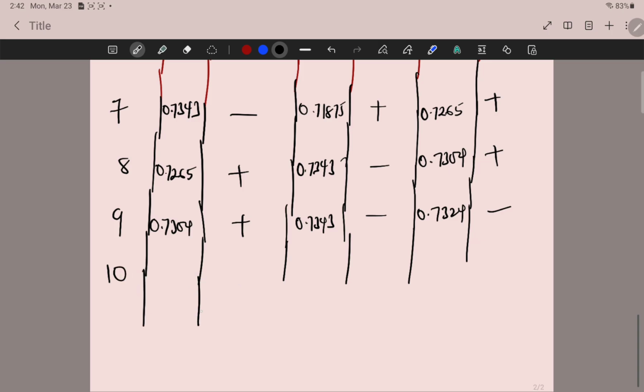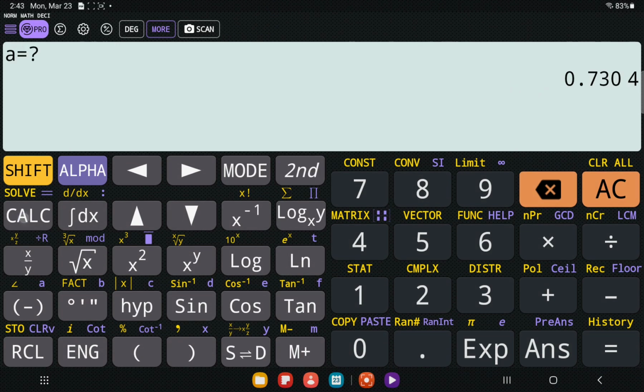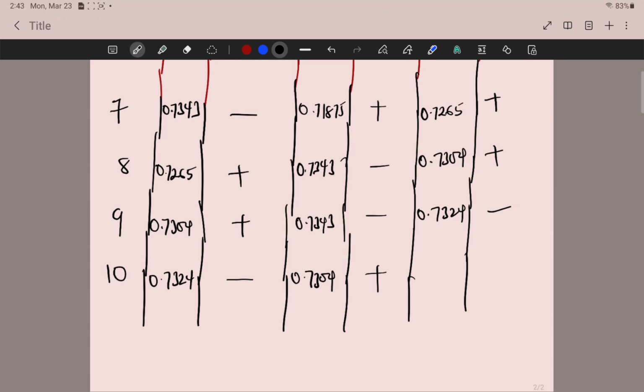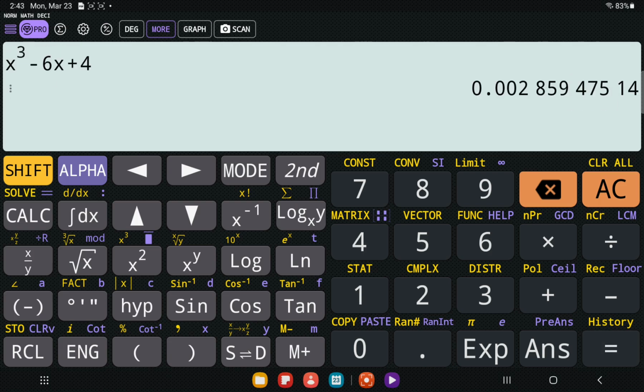Wow, bisection method is a lot though. So at the 10th iteration, let me bring this 0.7324, a negative. Who was the last person to give me a positive? 0.7304, positive figure. So let me do that again. 0.7324 and 0.7304. The middle ground is 0.7314 and a positive.